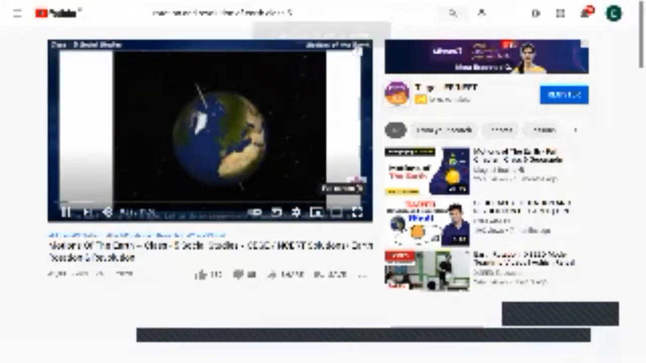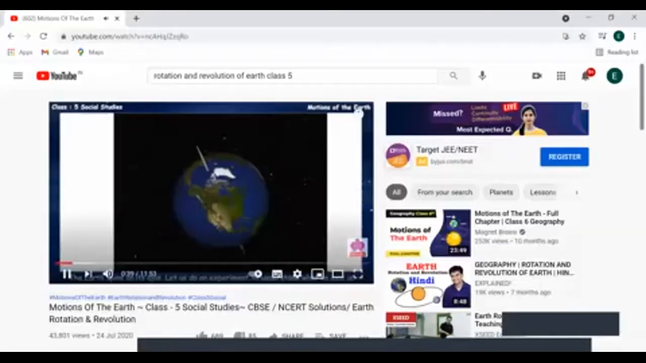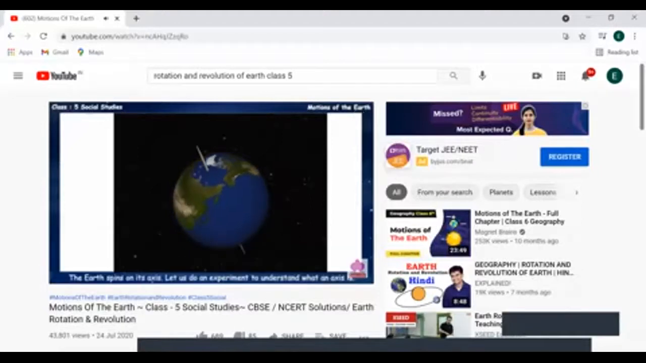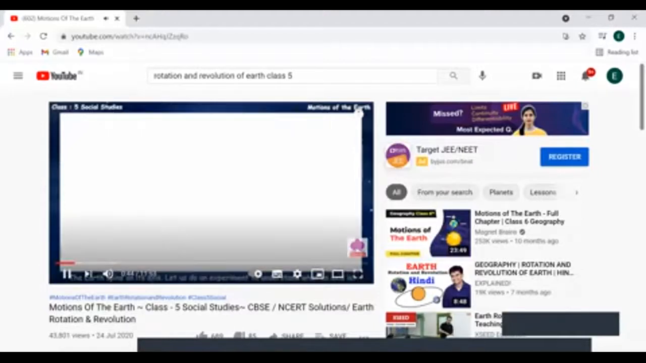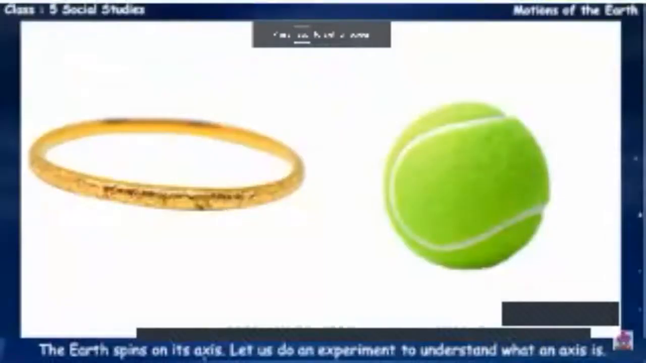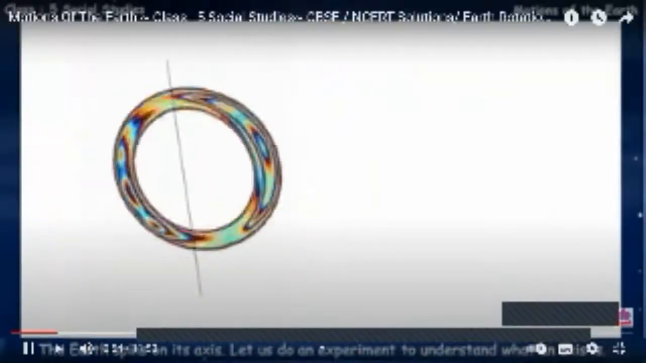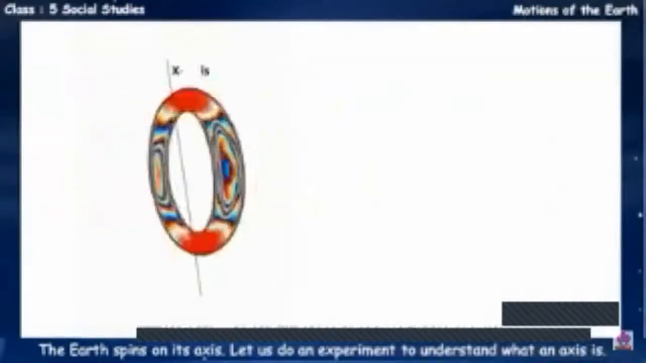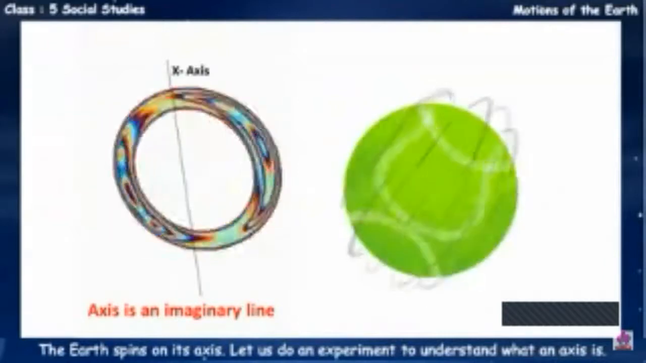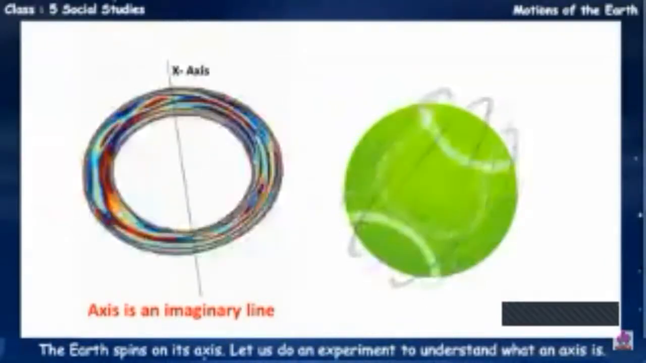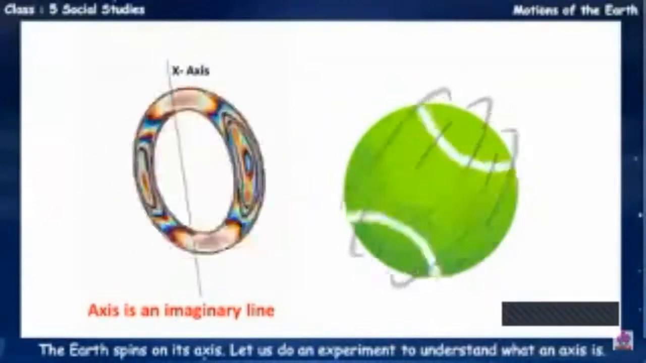The Earth spins on its axis. Let us do an experiment to understand what an axis is. You need a bangle and a table tennis ball. Spin the bangle. You will see a central line around which the bangle spins. This is its axis. The axis does not exist. It is an imaginary line.